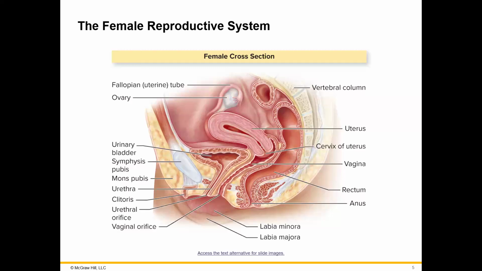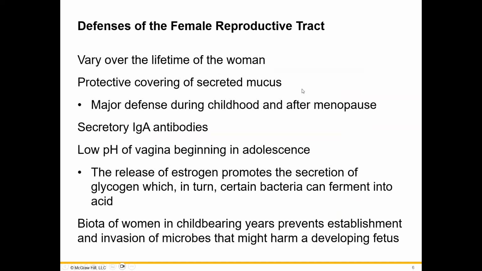Then we have the female reproductive system where we have the urethra leading into the bladder, where the urine will collect, but then separate from that, we have the vaginal orifice leading into the vagina with the cervix and the uterus. And then coming from the uterus, we have the fallopian tube, encasing basically the ovary where the eggs would be coming from. Just kind of looking at it from the side.